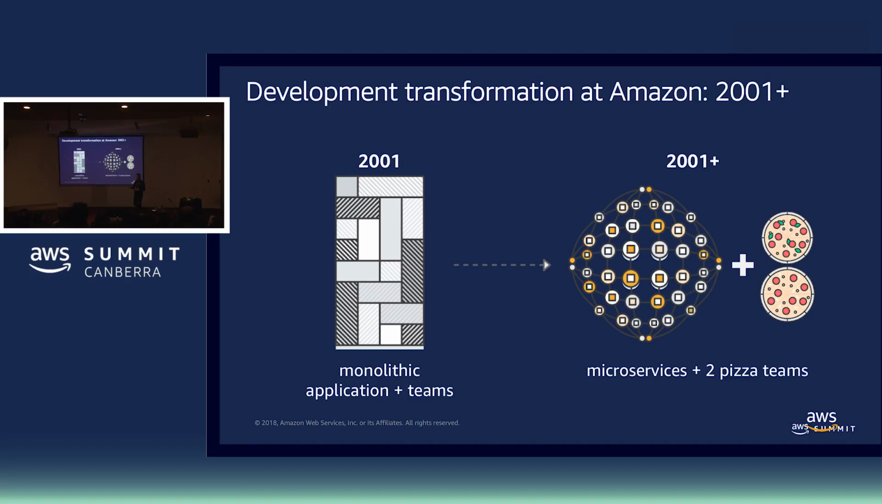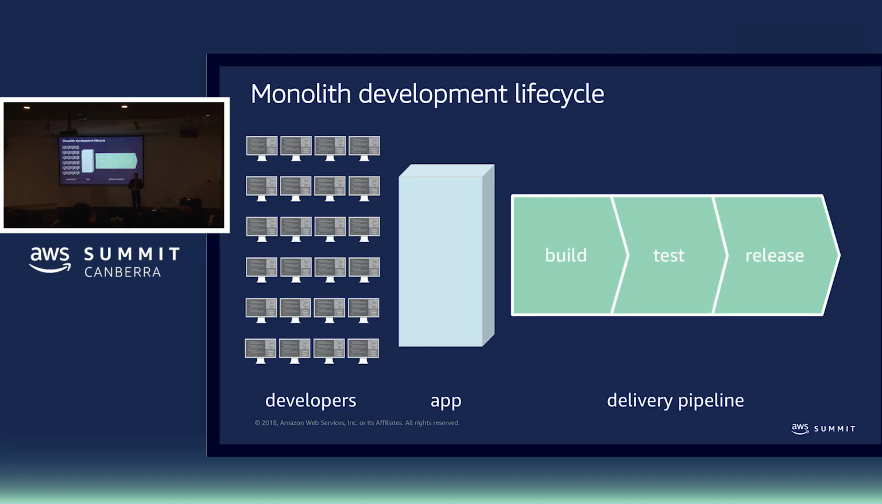Now, we've got some experience developing microservices at Amazon, but we didn't always have them. So at the turn of the century, we were building monolith applications, and we had a monolithic team structure. It kind of looked like this. We had a whole heap of developers working on the Amazon.com code base, which is fundamentally a single application, which is kind of multi-tiered, and we had a single delivery pipeline.